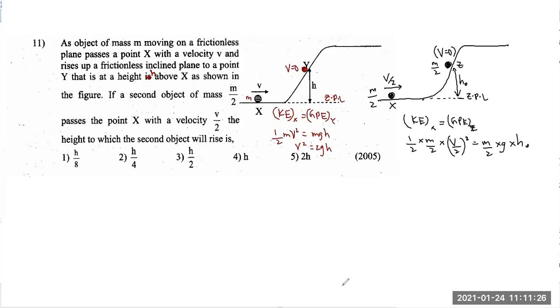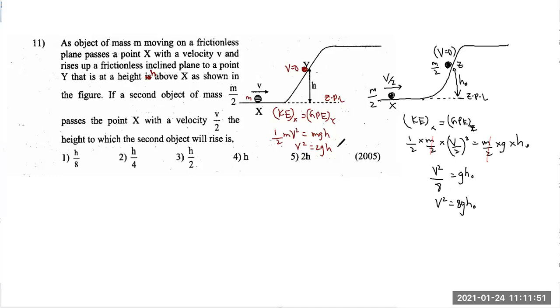You can cancel out m by 2 from either side. Therefore, you will be getting an equation like this. On the left hand side, we are getting v squared by 8, and on the right hand side, I'm getting gh naught. Therefore, v squared is equal to 8gh naught.